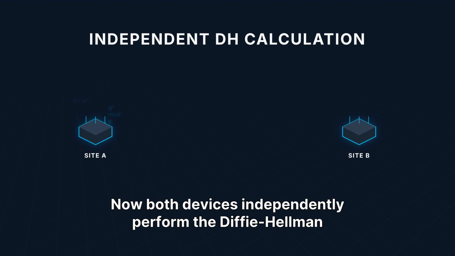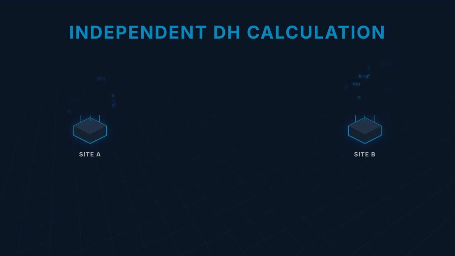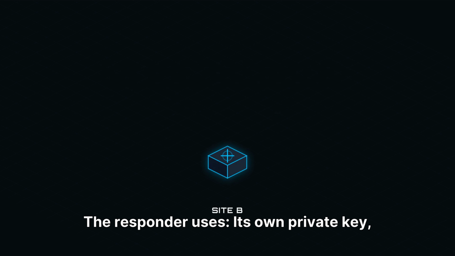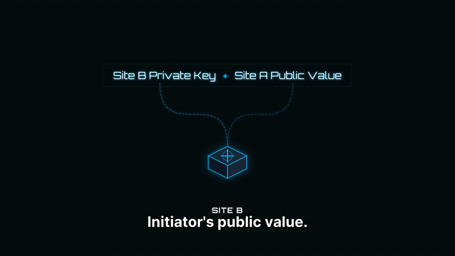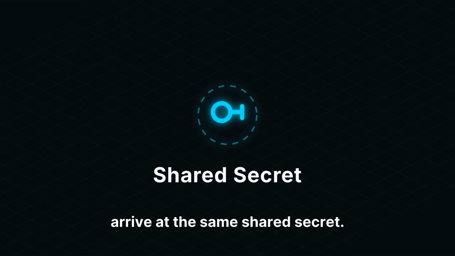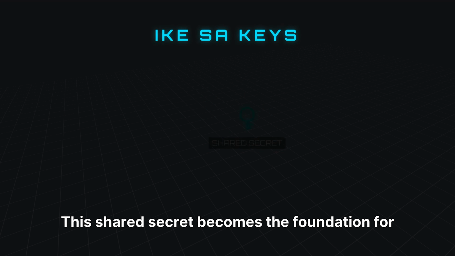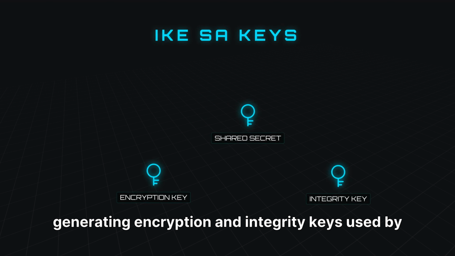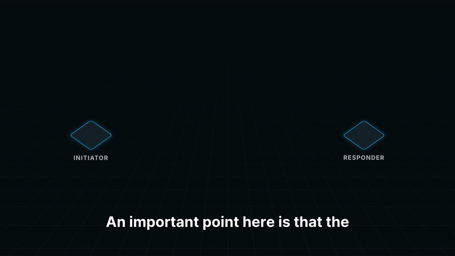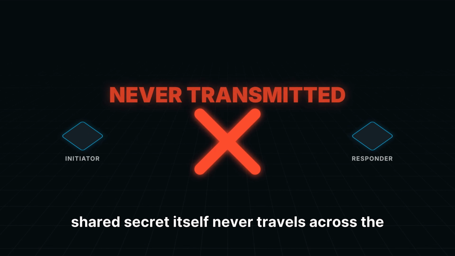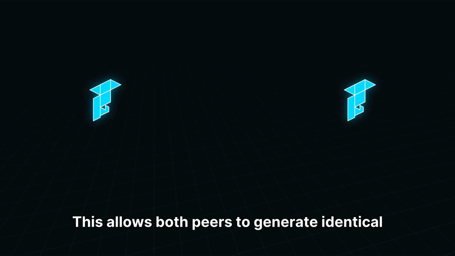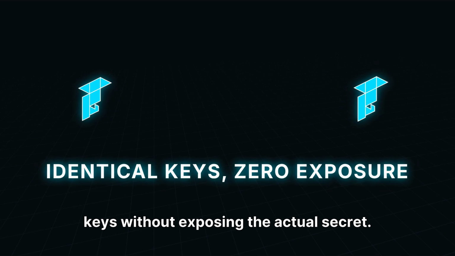Now both devices independently perform the Diffie-Hellman calculation. The initiator uses its own private key and the responder's public value. The responder uses its own private key and the initiator's public value. Although both sides perform separate calculations, they arrive at the same shared secret. This shared secret becomes the foundation for generating encryption and integrity keys used by the IKE Security Association. An important point here is that the shared secret itself never travels across the network. Only the public values are exchanged. This allows both peers to generate identical keys without exposing the actual secret.